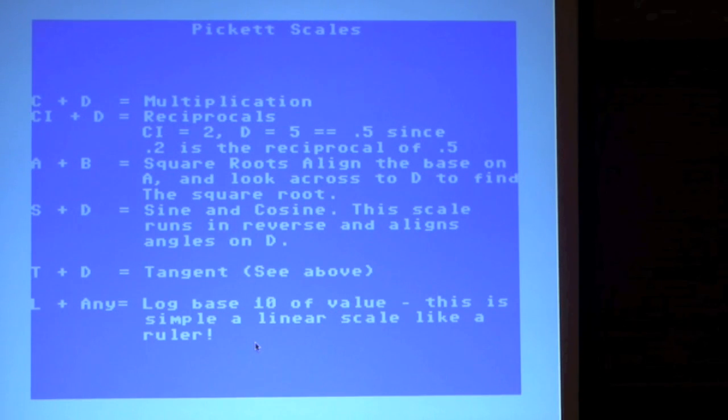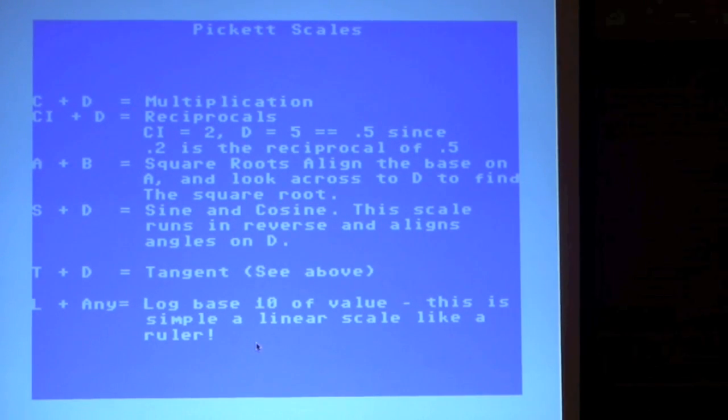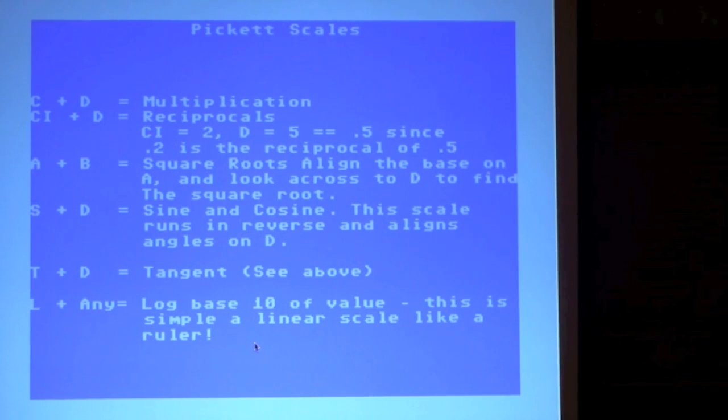A and B will let you line up to find square roots. The S and D pair are sine and cosine. Again, inversion on the other side of the scale to find cosine. T and D will allow you to find tangents. Same, there's a row of angle measurements on the inner scale that you can see. And then L and any of the other scales will give you the log base 10 of whatever the value of the other scale is, since the L scale is just a standard ruler's measurement. That's the end of my presentation.